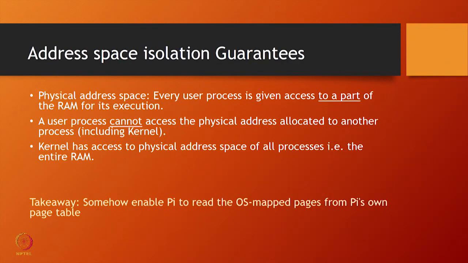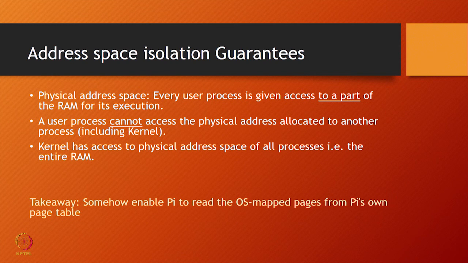Now this type of address space isolation, where there is an OS address space and then the process space, works like this: every user process is given access to a part of the RAM for its execution, that is the user space, and the user process cannot access the physical address allocated to another process, including the kernel. The kernel has access to the physical address space of all processes, that is, the entire RAM, but vice versa is not true.